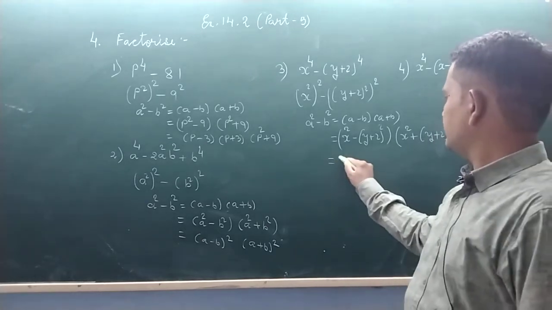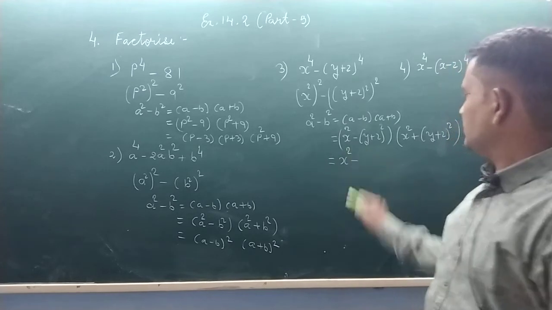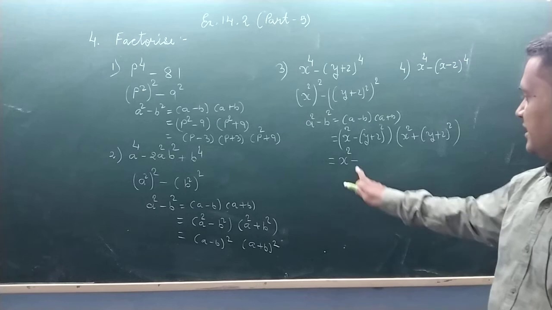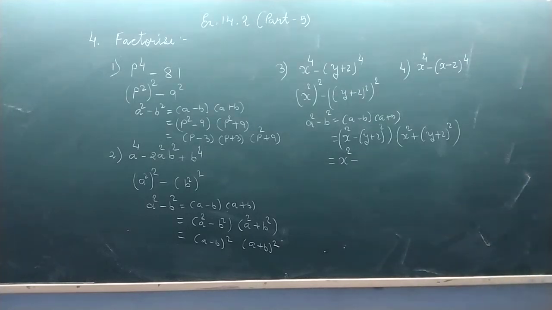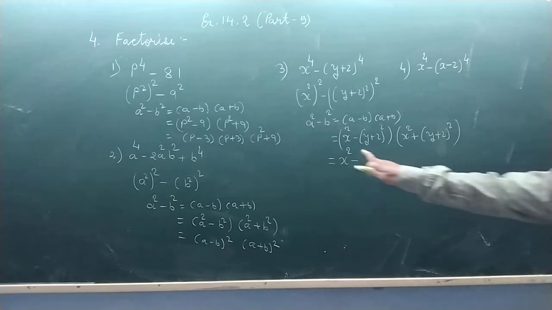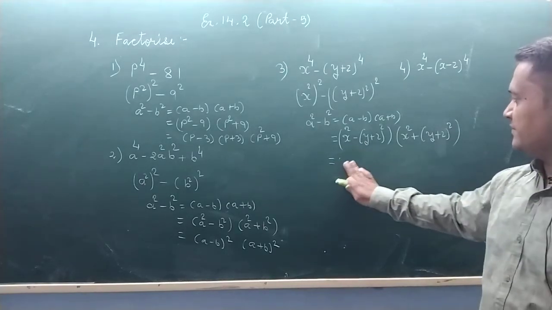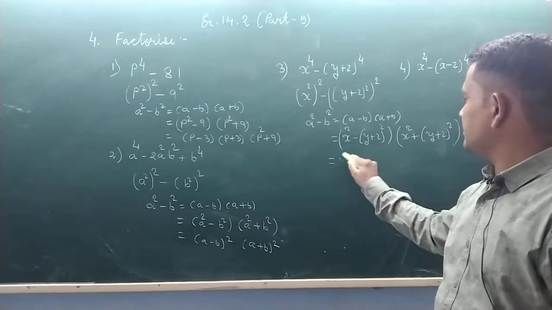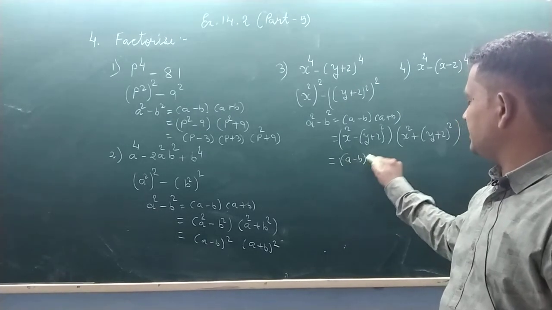Now students, here x square, you can see here y plus z whole square, x square minus y plus z whole square. So here this is again, you can see a square minus b square. A square minus b square is given, so expansion form is a minus b and a plus b.